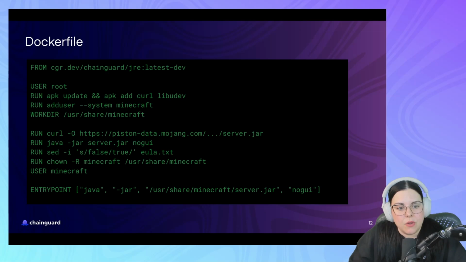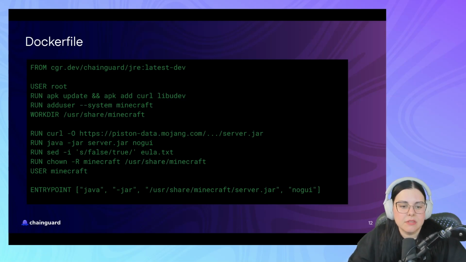And we need to install a couple dependencies, curl and libdev. These are requirements for running the server. So we start by specifying the user root, because most Chainguard images run as a non-root user, which is another security measure. So we have to change to root here, so we are able to install packages. Then we run apk update and install curl libdev. Then we add a system user named minecraft and set up the workdir.